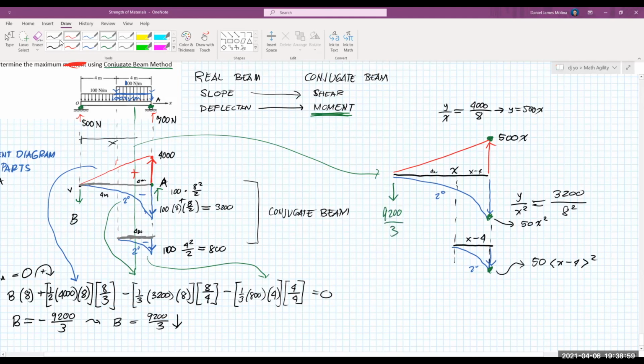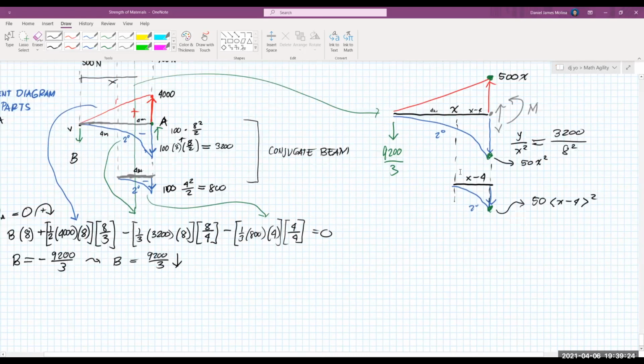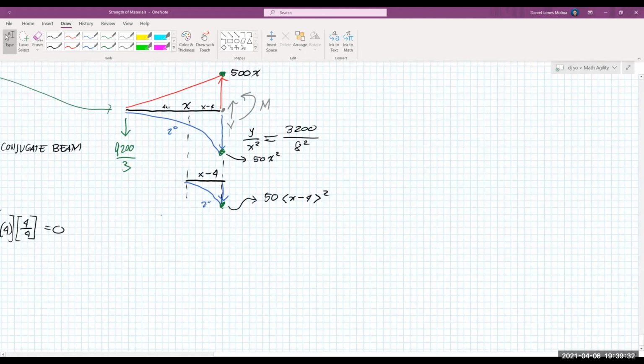Sorry, 9,200 over 3. And then since we cut a section along the conjugate beam, there will be an internal shear and moment that will be exposed. But since we are trying to solve for the location of the maximum deflection, we may have to equate the shear to 0, since the point of zero shear most of the time gives us the maximum moment. So shear is equal to 0.